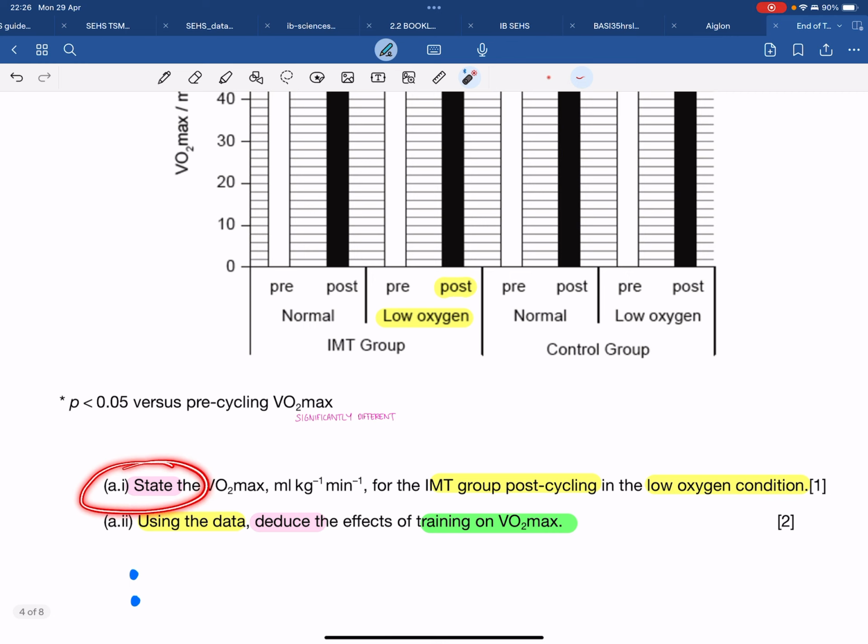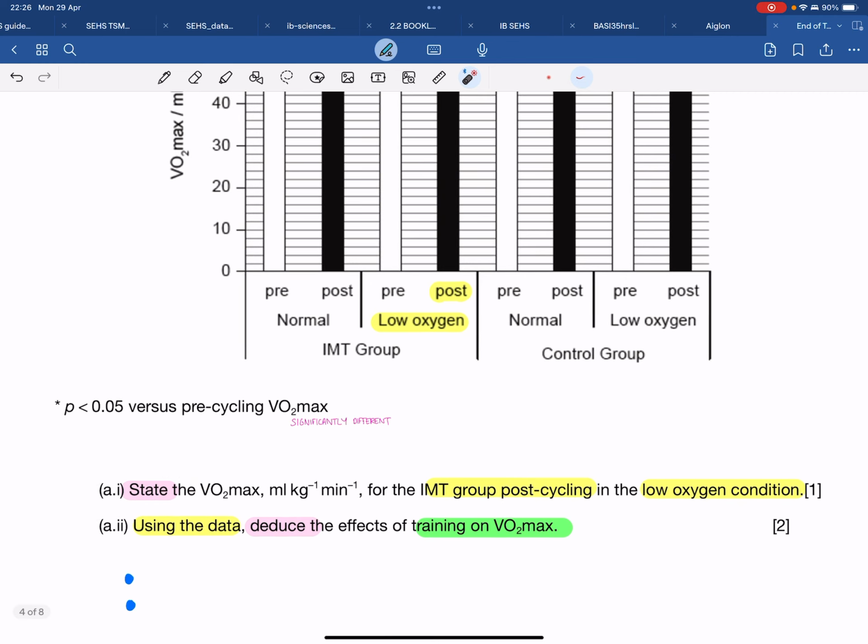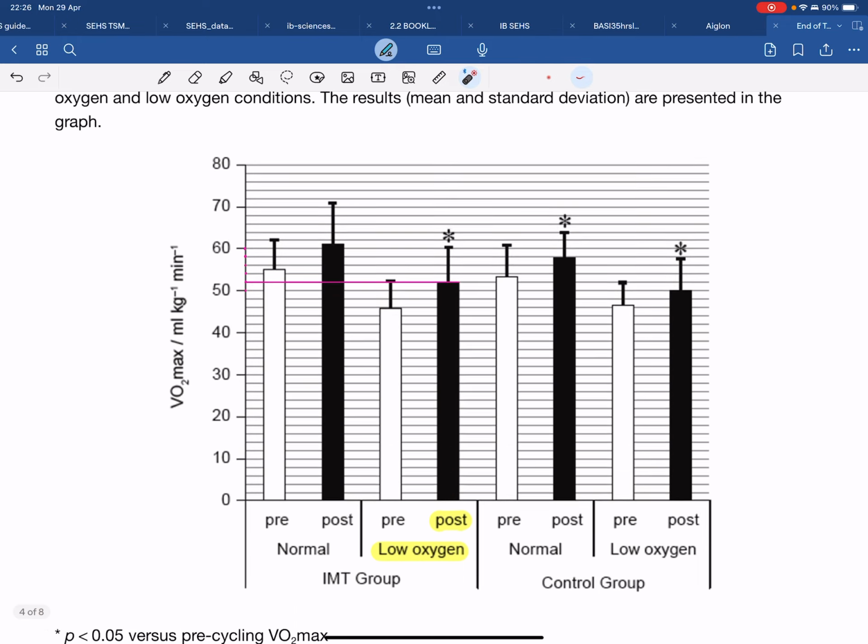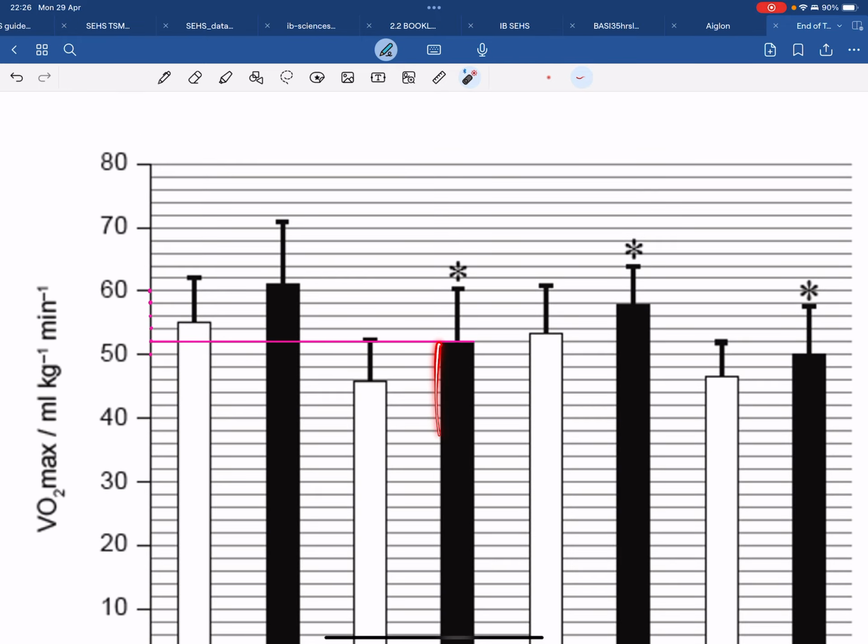The first question is just interpreting the data. It's a state question. You don't have to explain anything, but let's have a look. It's IMT and low oxygen. So here's IMT, here's low oxygen, and then we're looking at post-cycling as well, this one here. So physically highlight it. Lots of you knew that it was this one, but you were misreading the graph. So let's draw the line across. You could do this with a pencil if you want to. And it comes at this point here.